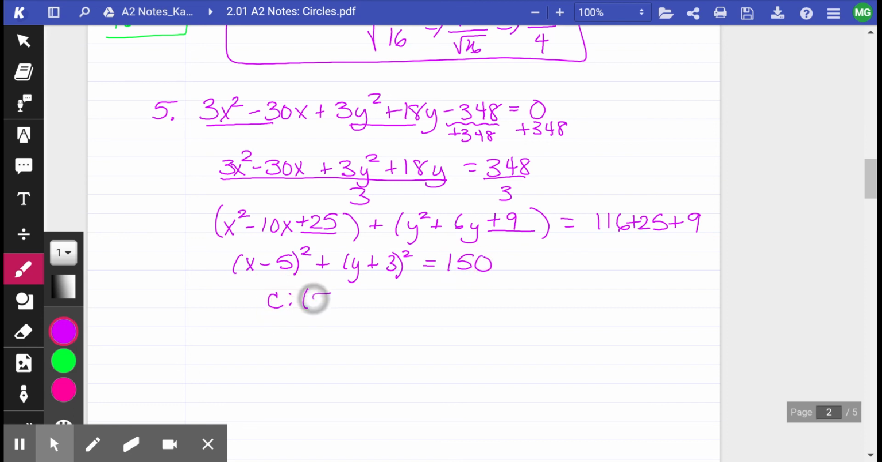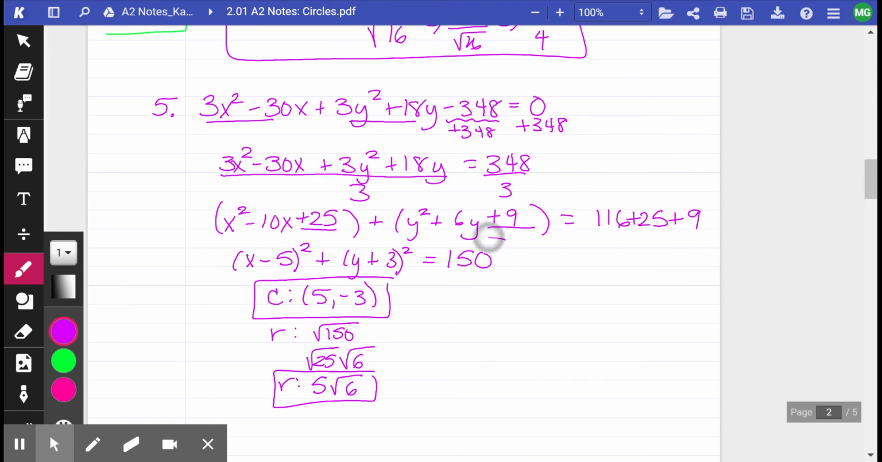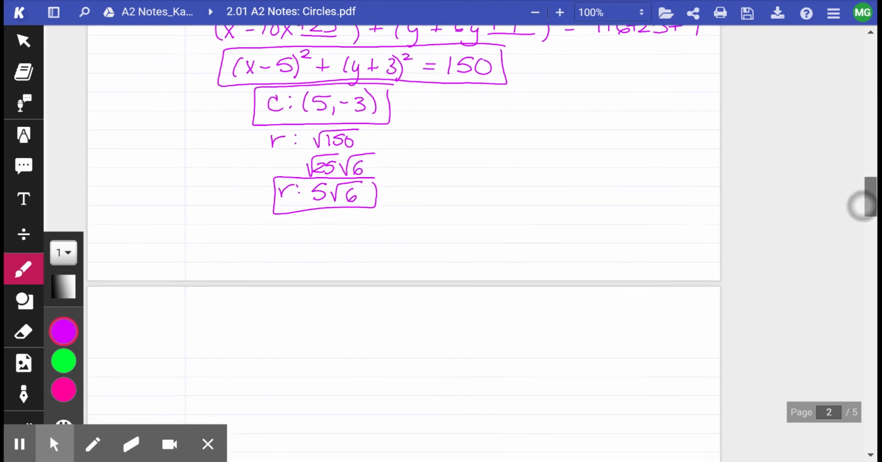Our center here would be 5, -3. And our radius would be the square root of 150. We want to take out the largest perfect square, which would be 25 times 6. And then that would become 5 radical 6. So your radius is 5 rad 6, center 5, -3. And center radius form would be that.